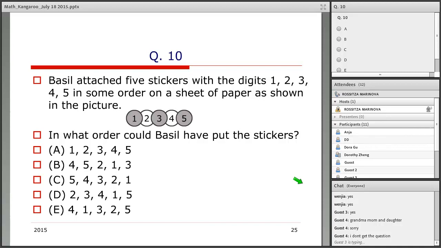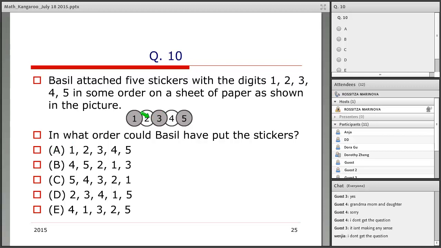Okay, so the question over here is, you have these 5 stickers. What order do you think Basil would have put the stickers? Now, you see that sticker 2 and sticker 4 must have been put before 1, 3, and 5. I'm giving you a big hint over here that 2 and 4 should have been put before 1, 3, and 5.